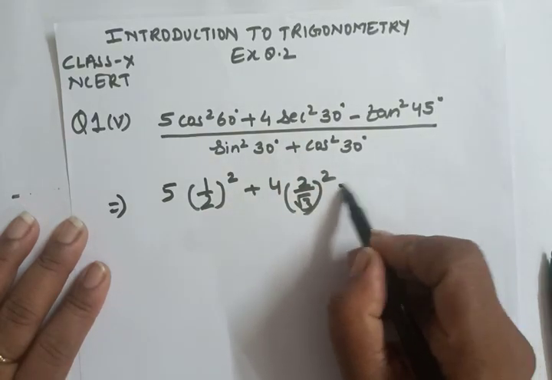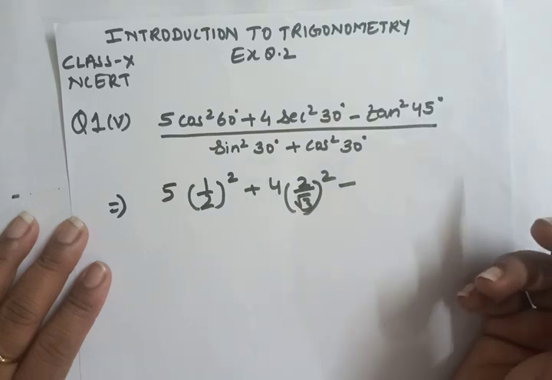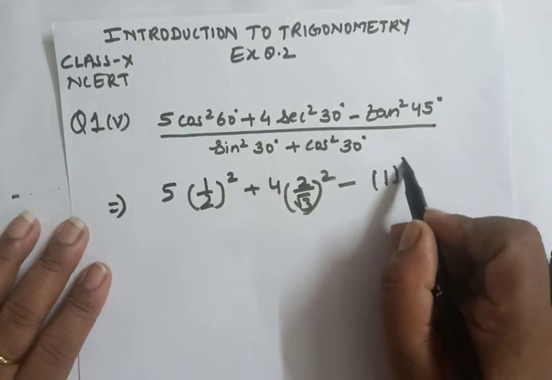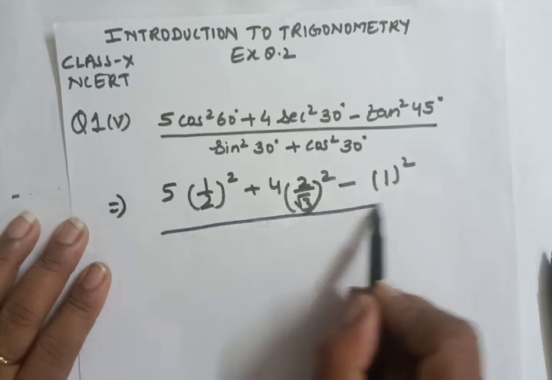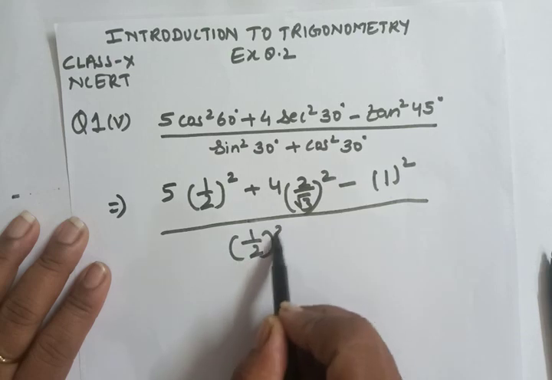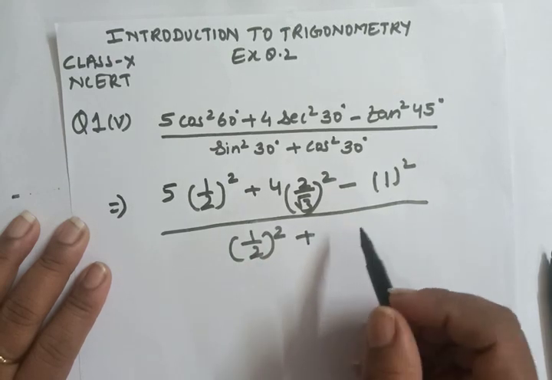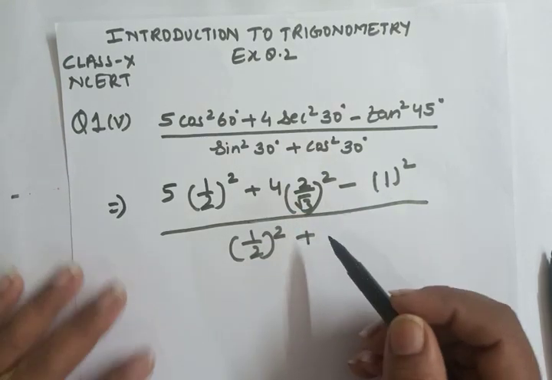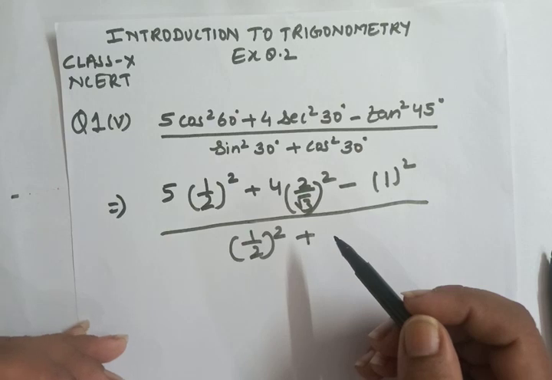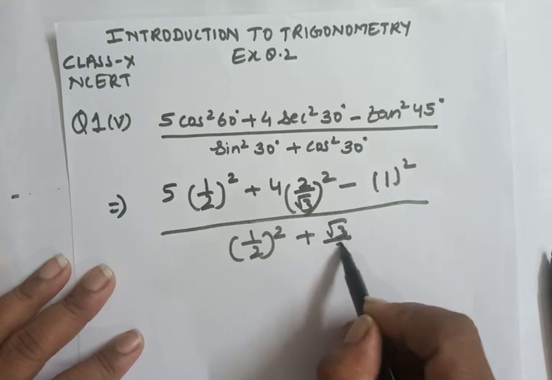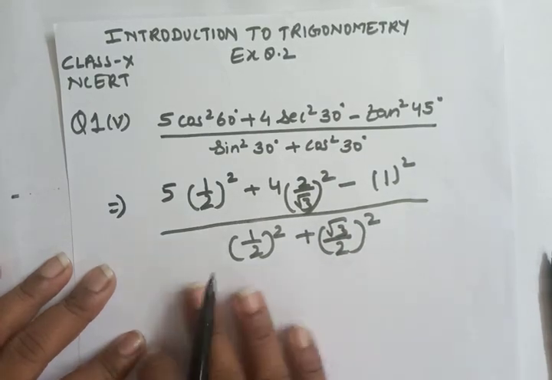Minus tan square 45. Tan 45 is a very easy value that everybody knows, always 1. So 1 square, whole upon sin square 30. Sin 30 is 1 upon 2, square, plus cos square 30. Like sec 30, we have already written the reciprocal of this, because sec theta is equal to 1 upon cos theta and cos theta is equal to 1 upon sec theta. So that is root 3 upon 2, square. Now we have put the correct values.